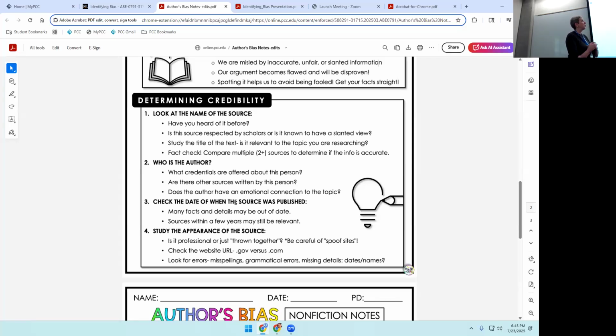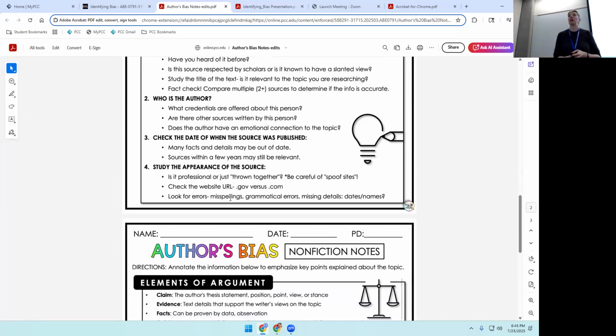And then fact check. We want to compare more than one source. If we see something on the internet that looks really good, we've got to step out and check it another way. And then what do we know about the person? Like you said, we want to find out who wrote it and what history do they have? What's their personal attachment to anything that they're writing about?